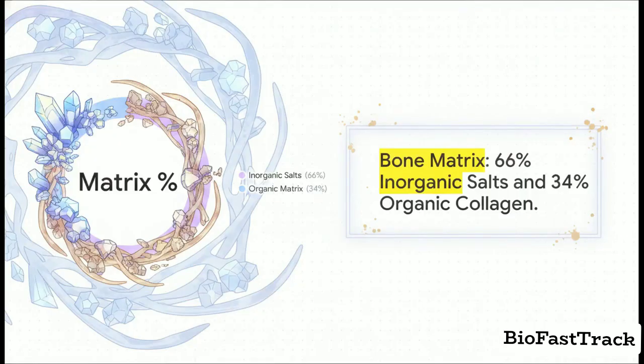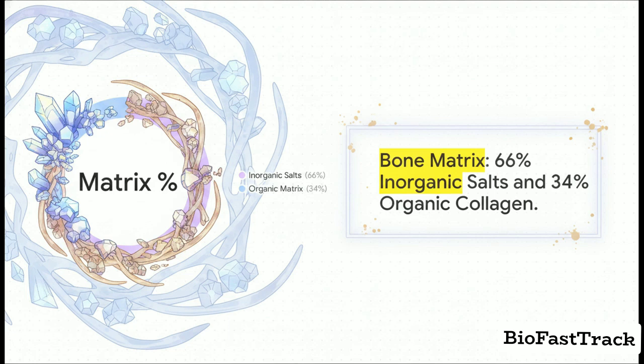But what exactly are those osteoblasts building, right? Well, they're laying down the bone matrix, and this stuff is a practically perfect composite material. About 2/3 of it, roughly 66%, is made of really hard inorganic salts, specifically calcium hydroxyapatite.